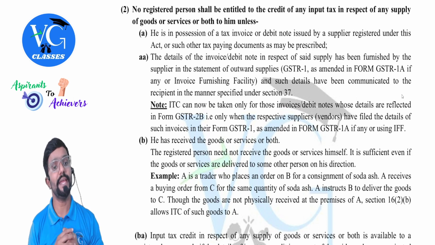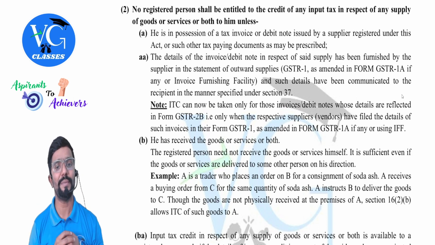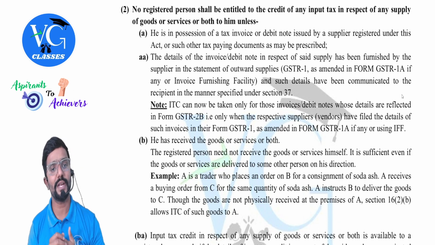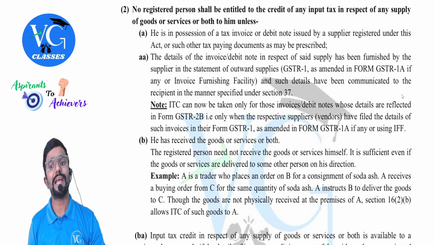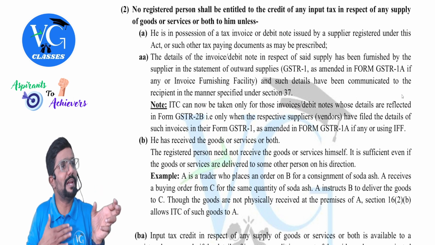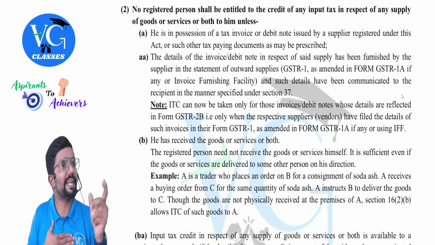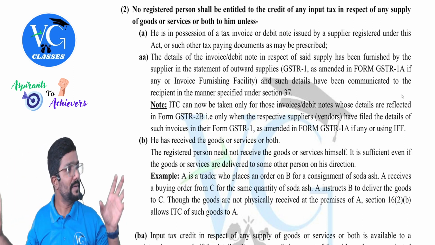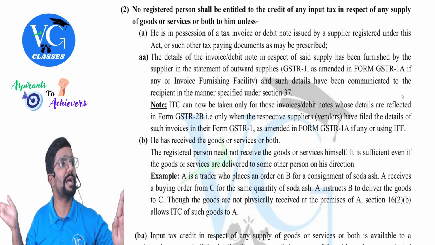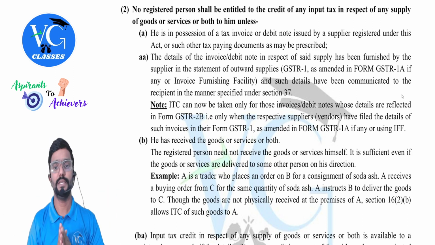Okay, sir. Next, AA. The details of invoice or debit note in respect of said supply has been furnished by the supplier in the statement of outward supply. The statement of outward supply is nothing but GSTR 1, guys. Or as amended in form GSTR 1A. Guys, GSTR 1A is recently introduced. If there is any mistake in GSTR 1 filed by the supplier, he can amend it or correct it through what? GSTR 1A. GSTR 1A is not a separate return. Whatever mistake is done in 1 can be corrected through what, guys? 1A. Clear? Yes.